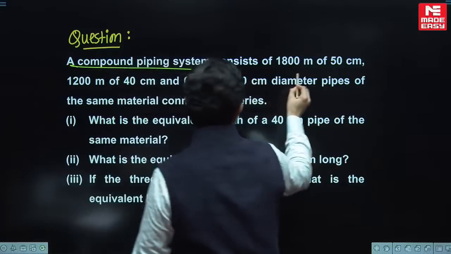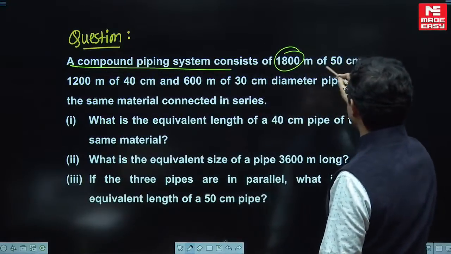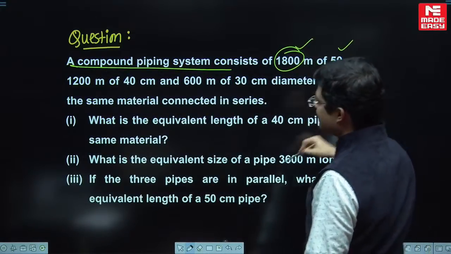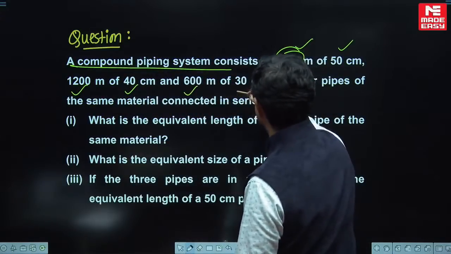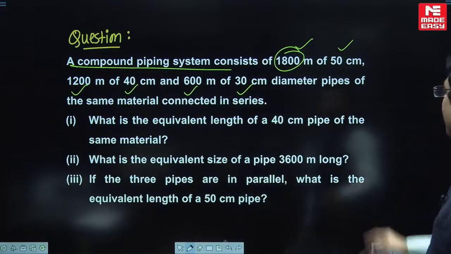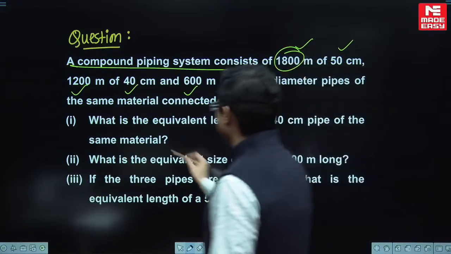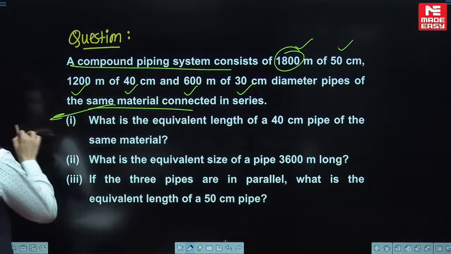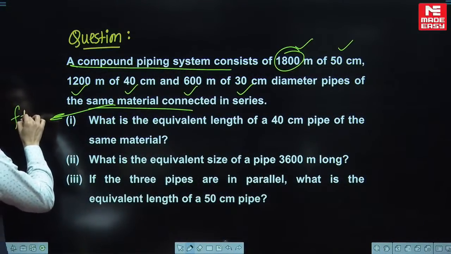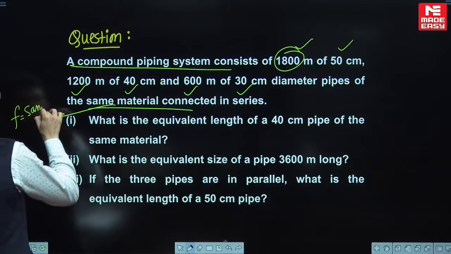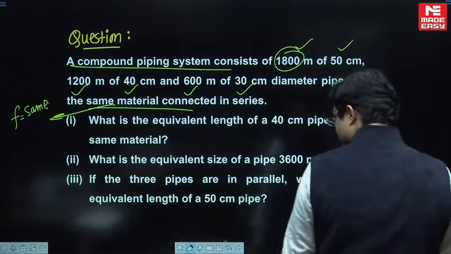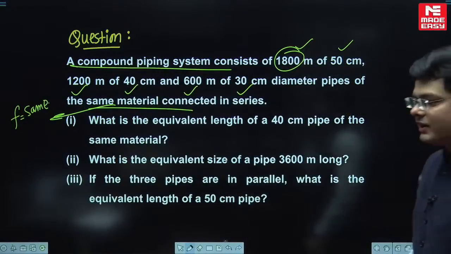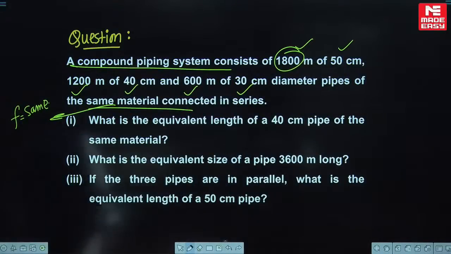A compound piping system consists of 3 pipes. The length and diameter of the first pipe are given. Length and diameter of the second pipe, length and diameter of the third pipe are given. And the pipes are of the same material, just to signify that the friction factor for all the pipes is the same. Friction factor, this is an important one, because a lot of times in GATE paper and engineering services these kinds of questions are asked. Okay, beautiful problem.